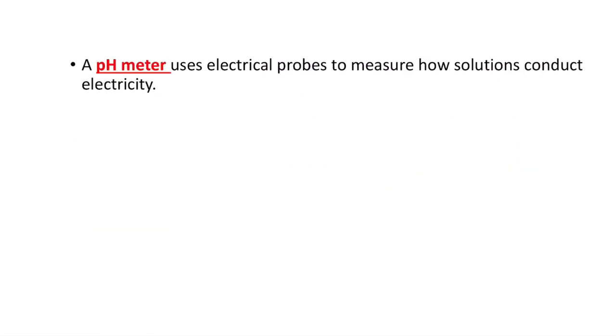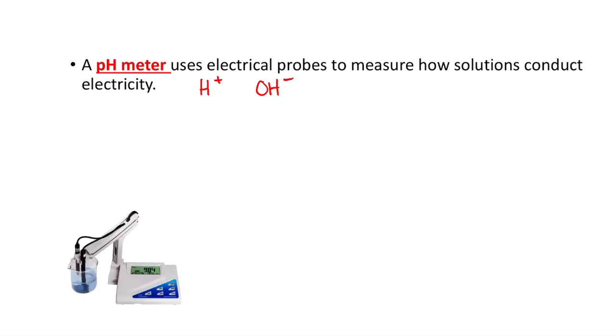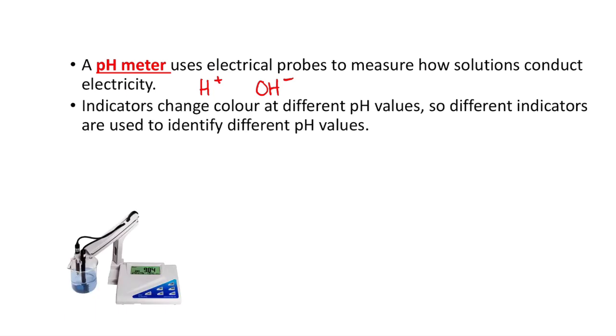A pH meter uses electrical probes to measure how solutions conduct electricity. Again, it's looking at those ions, so H plus hydrogen ions or OH minus ions, which dissociate when an acid or base is added to water, meaning they separate. Here's an image of a pH meter.